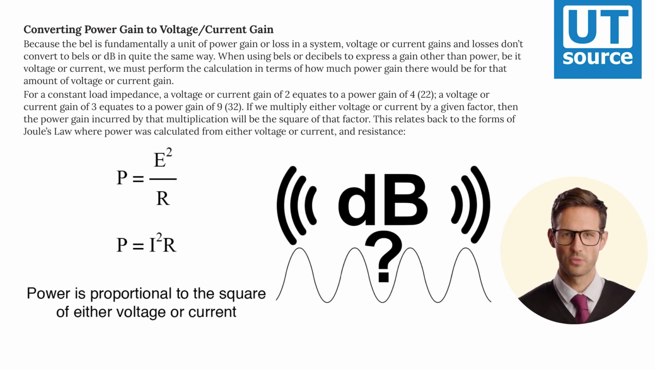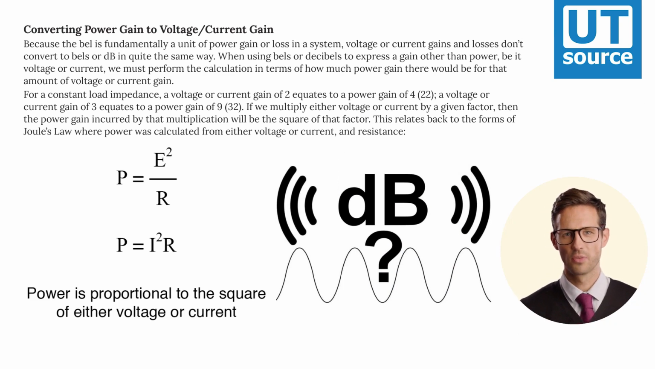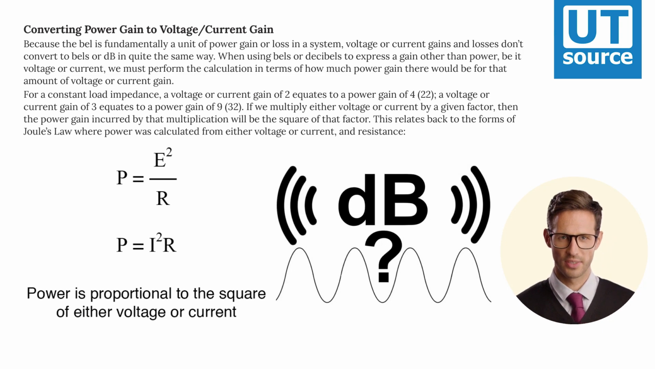Converting power gain to voltage/current gain. Because the bell is fundamentally a unit of power gain or loss in a system, voltage or current gains and losses don't convert to bells or dB in quite the same way. When using bells or decibels to express a gain other than power, be it voltage or current, we must perform the calculation in terms of how much power gain there would be for that amount of voltage or current gain.